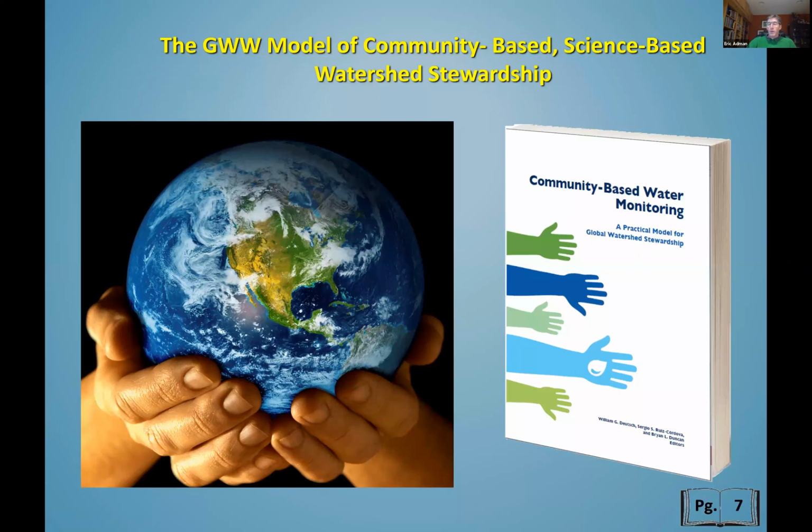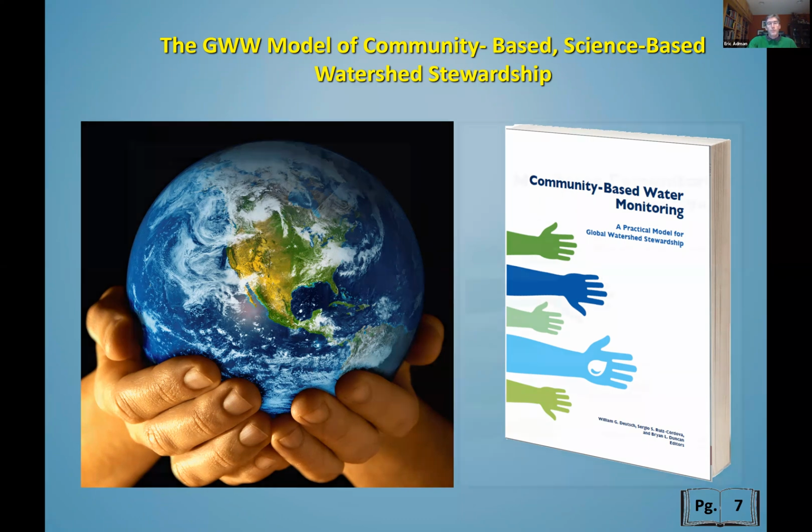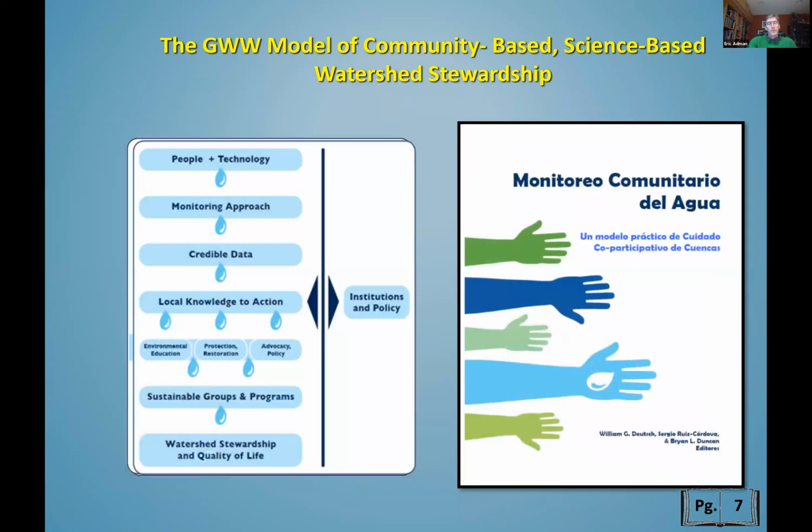Global Water Watch has a model of community-based watershed stewardship, and these are basically the steps in their model. So taking people and simple technology, teaching them a consistent monitoring approach to use, generates credible data. And then once you have that data, you can take that local knowledge and put it into action in different methods, and ideally result in watershed stewardship and increased quality of life. So that's essentially their model.